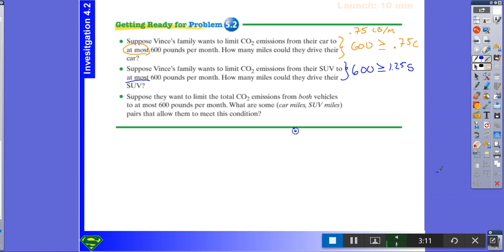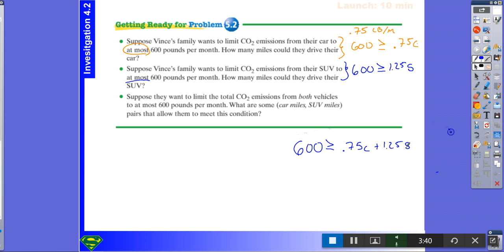Well, in the real world, you're going to be driving both vehicles. So again, we want to limit it to 600 or less pounds of CO2. And so our CO2 emissions are 0.75 times the number of miles that we drive the car plus 1.25 times the number of miles we drive the SUV.